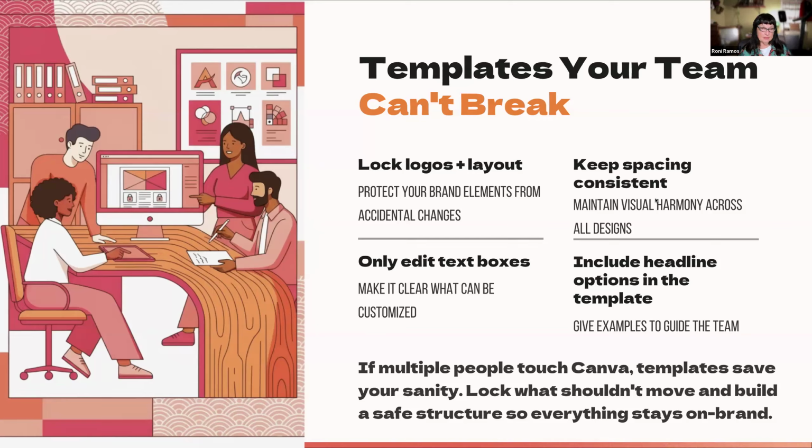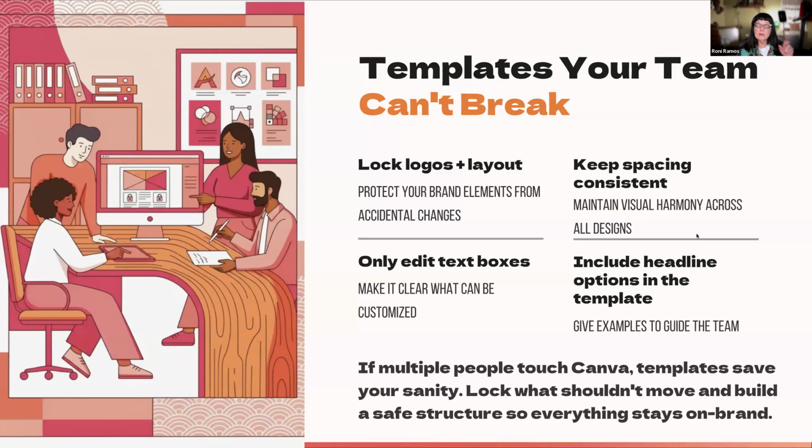You can set up templates in projects in CANVA. You can also lock certain areas of that template so that they can't mess it up. You could lock where your logo goes. You could lock the layout of it. It protects your brand elements from accidental changes. You can keep your spacing, which is really important, by maintaining that correct spacing, how you want it to look visual across all your designs.